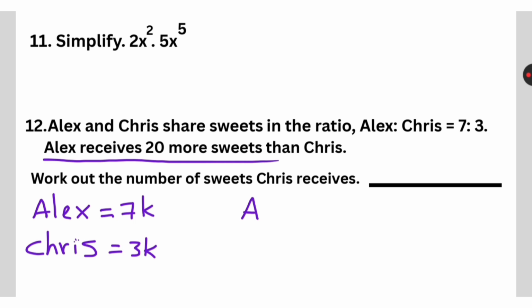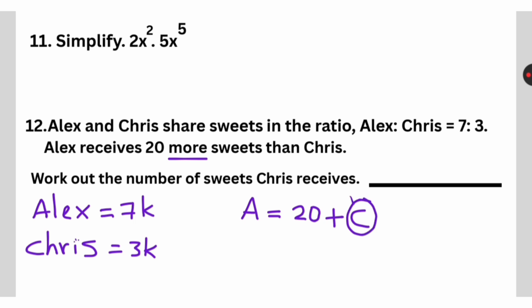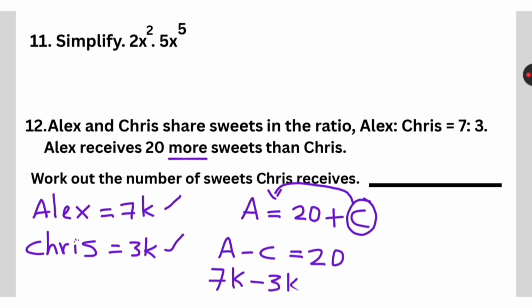The sentence says Alex receives 20 more, which means plus 20, sweets than Chris. So we convert the given statement into an equation. Here the C, sending it to the left hand side, becomes minus C. So A minus C is equal to 20. We considered Alex as 7k and Chris as 3k. So 7k minus 3k gives 4k, which is equal to 20. If 4k is 20, then the k value is 5.